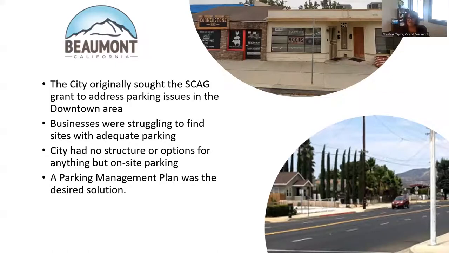And granted, we did want to look at citywide because our code is fairly old. So our last comprehensive code update was in 2007. So our code's about 15 years old, with the exception of consistency updates that were done as part of the general plan process. So we knew we needed to look at it. Businesses were struggling to find sites with adequate parking. Staff was struggling with how to help businesses occupy existing spaces without directly violating the code. And we had no real structure or options for anything but on-site parking.